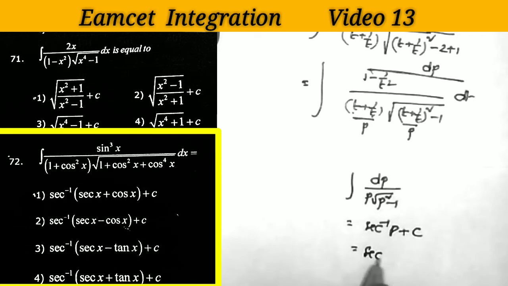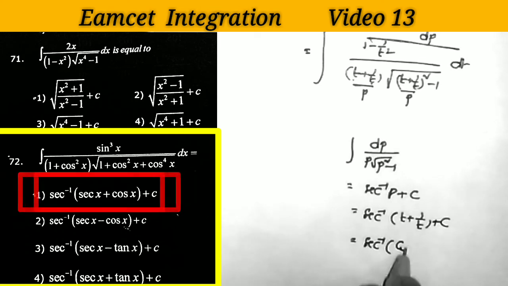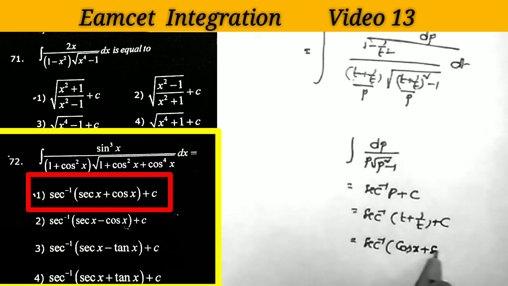But what is the p value? p is equal to t plus 1 by t. But what is the t value? t is equal to cos x. That is cos x plus 1 by cos x, which is equal to secant x plus c. That's all. This is the answer.